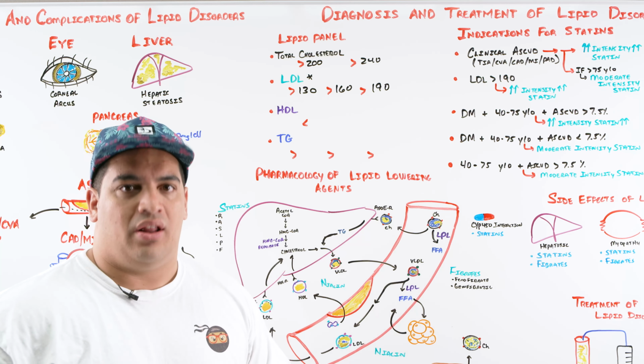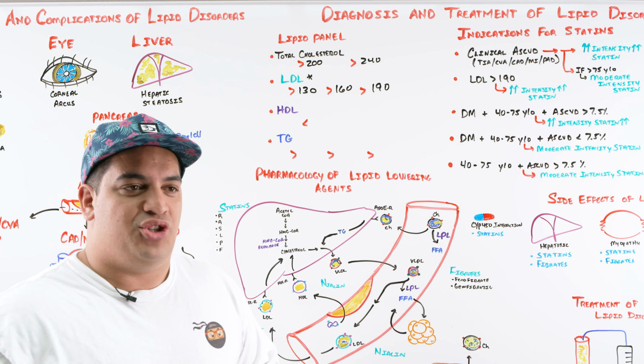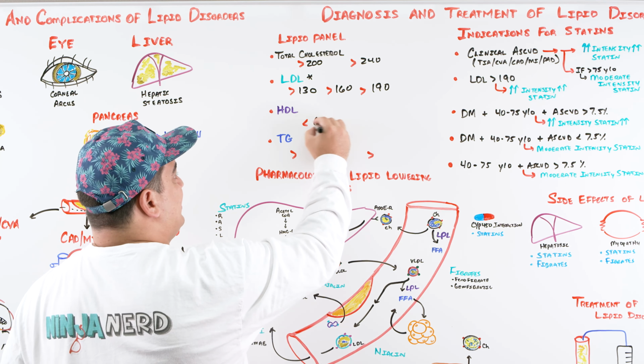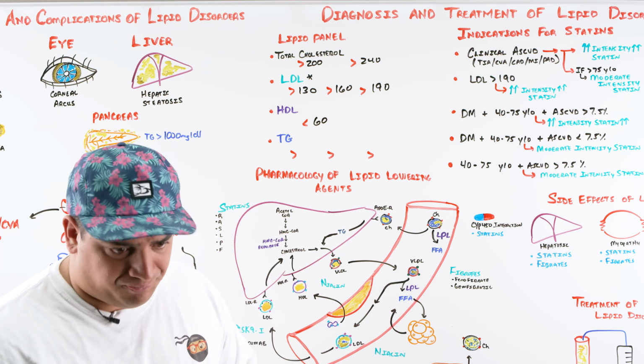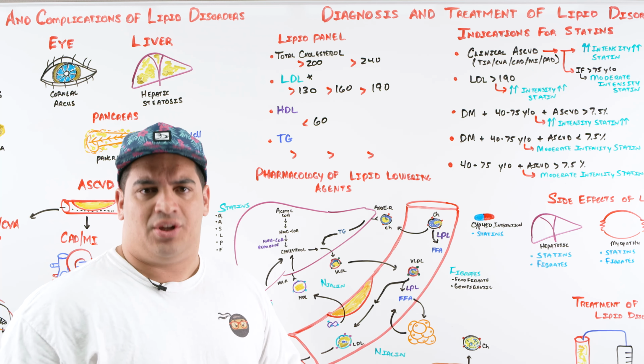HDL is that good cholesterol, so you don't want to have little of it. You want to have a decent amount of it. So generally, whenever we have patients who have less than 60 milligrams per dL, we say that that's a lower HDL, and that can also increase the risk of having plaques.